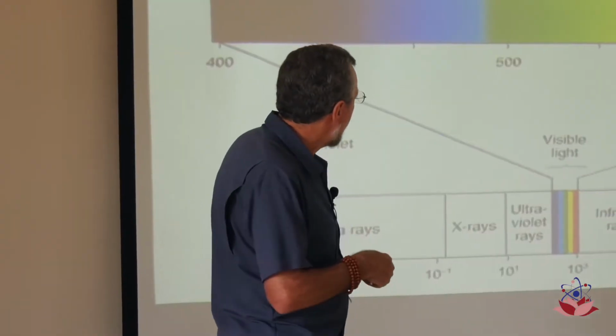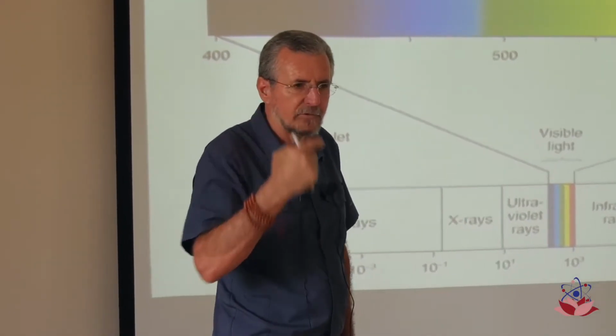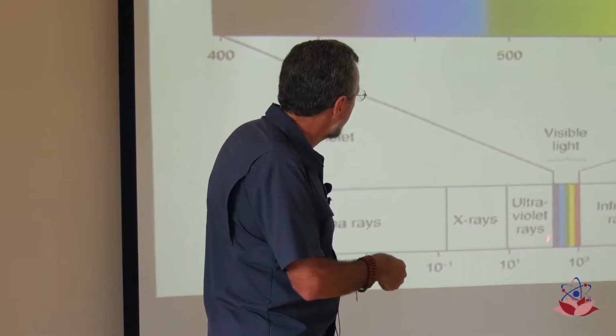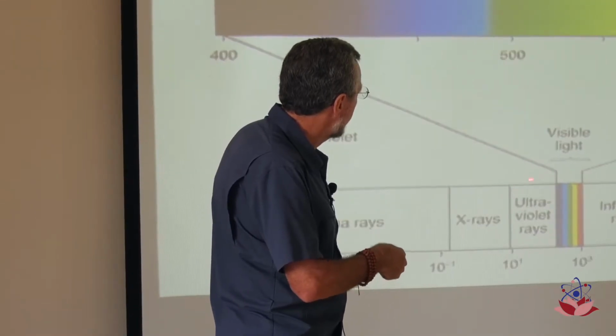So for example, mice have photoreceptors in their eyes that can also detect ultraviolet radiation.